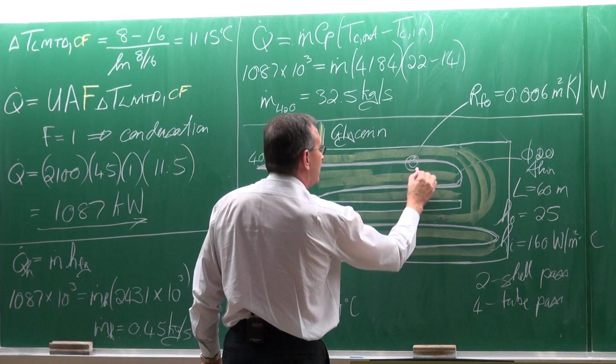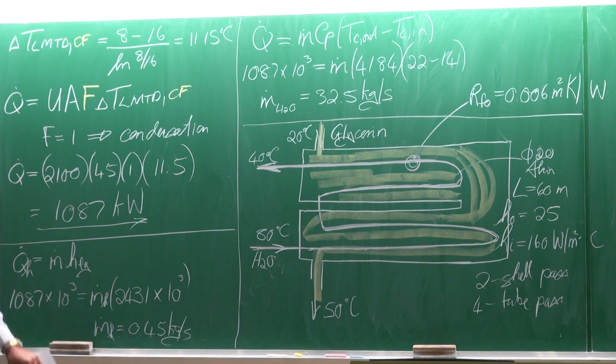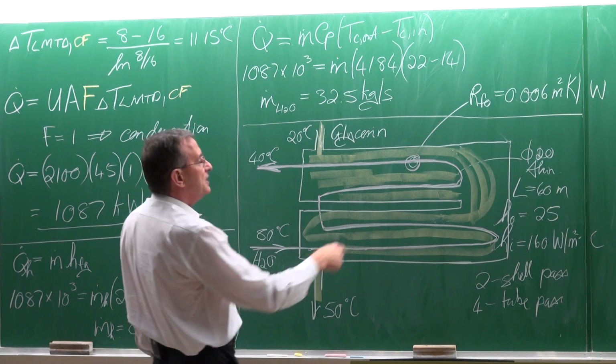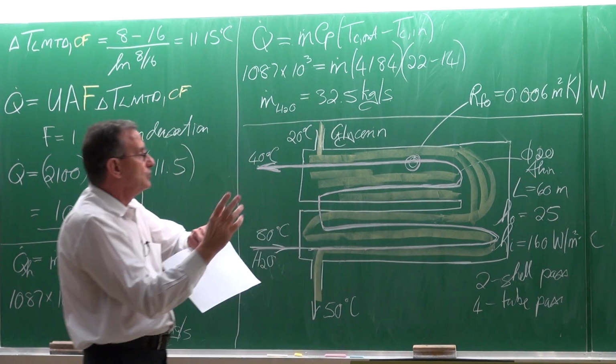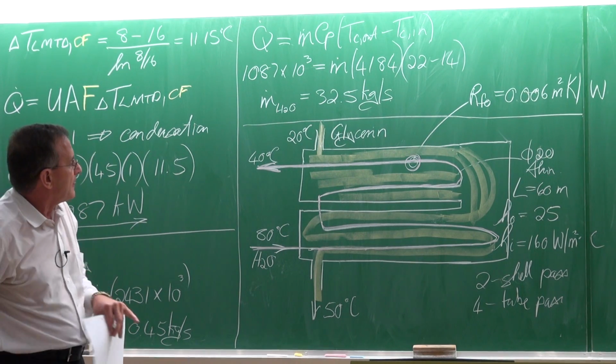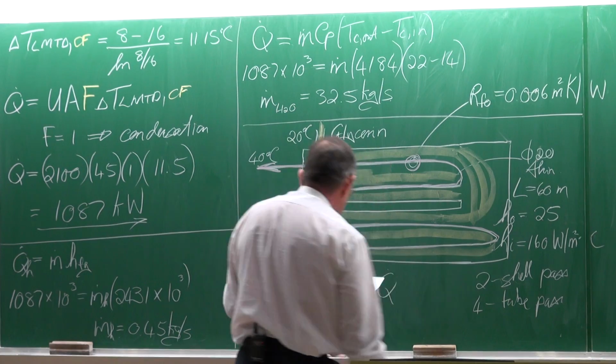The heat transfer rate occurs on that surface. And the total length of this tube is 60 meters. The heat transfer coefficient on the outside of the tube is 25, on the inside it's 160, and we have to determine the heat transfer rate.